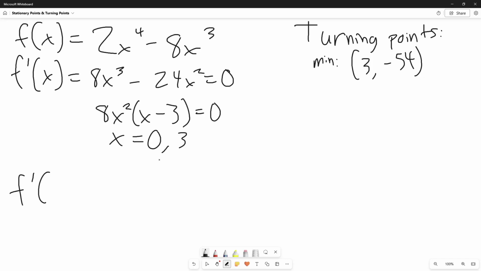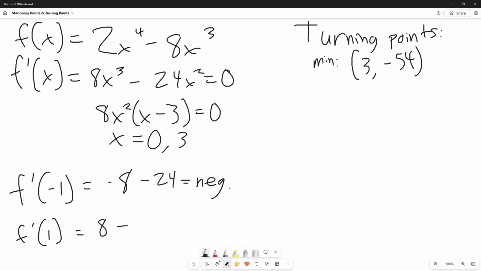But if it changes, then it is a turning point, and you can figure out if it's a maximum or minimum from that. So let's try just f prime of negative 1, so before 0, and make sure you don't cross any of the other turning points. Like, don't try f prime of 4 for the other side. So f prime of negative 1 is equal to negative 8 minus 24, which is negative. And f prime of 1, let's try that. It's going to be 8 minus 24, which is also negative.